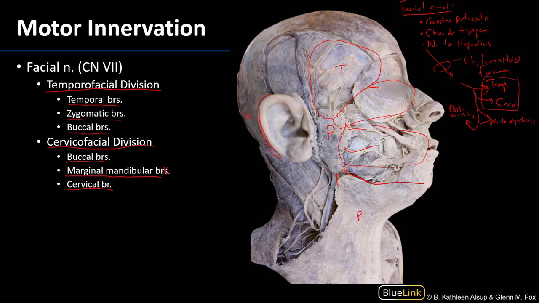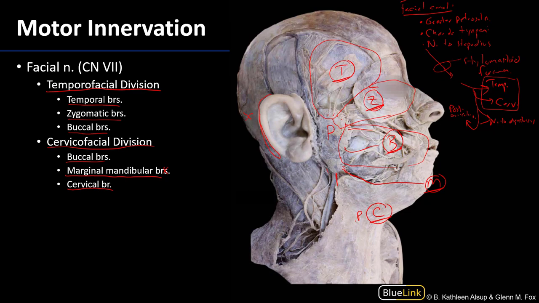So we have temporal, zygomatic, buccal, marginal mandibular, and cervical. There are very many mnemonics for this. This requires a bit of osteological knowledge, but a lot of anatomists remember this as "Ten zebras bit my coccyx." The coccyx is the tailbone.